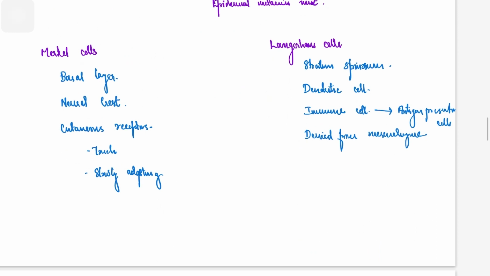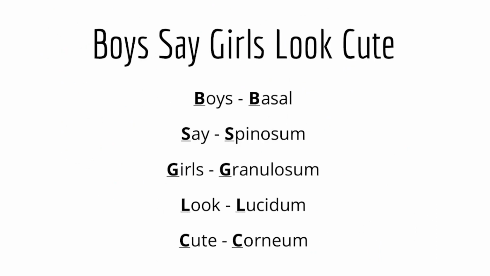It is easy to remember the various layers of epidermis with the mnemonic "boys say girls look cute." So B for basal, S for spinosum, G for granulosum, L for lucidum, and C for corneum.